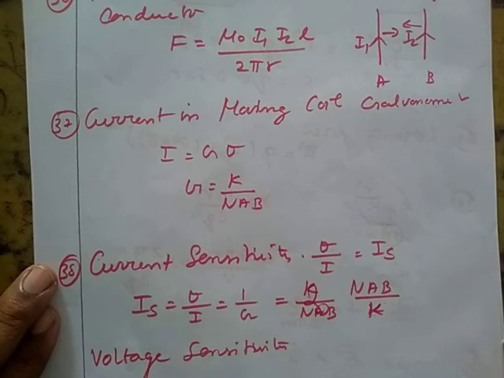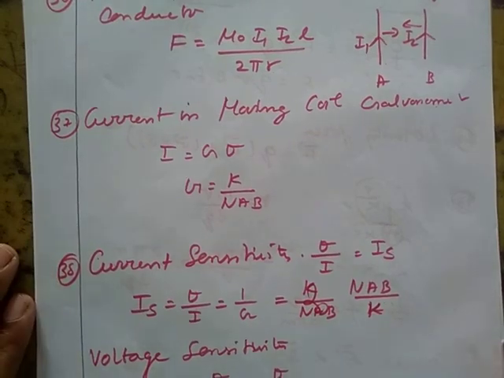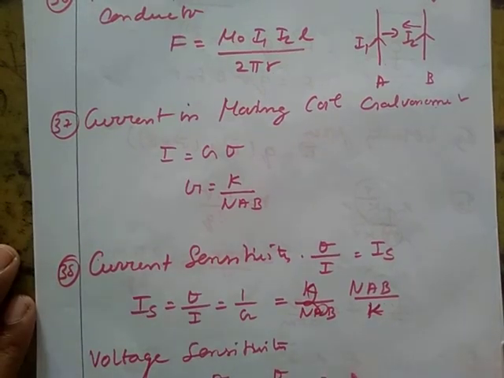Likewise, voltage sensitivity is represented as Vs. Vs is equal to deflection per unit voltage. We know V is equal to IR, here I Rg. Then we know theta by V can be written as NAB by kappa Rg.